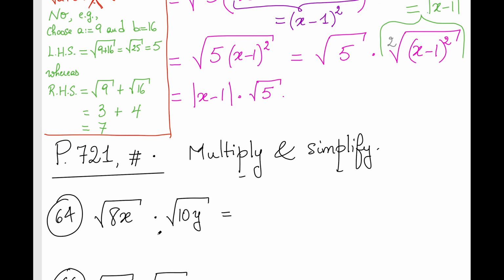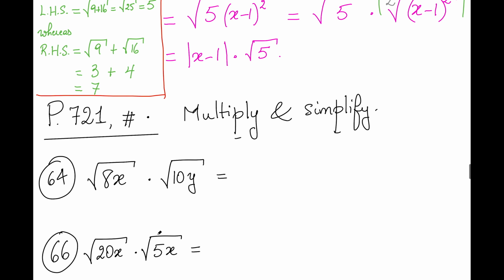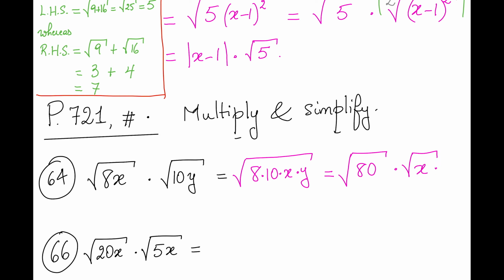So this is the same then as the square root of 8 times 10 times x times y, right? And 8 times 10 is 80. And I'm going to split them up like this, back. Why am I splitting them back? Just to simplify each one as much as we can.